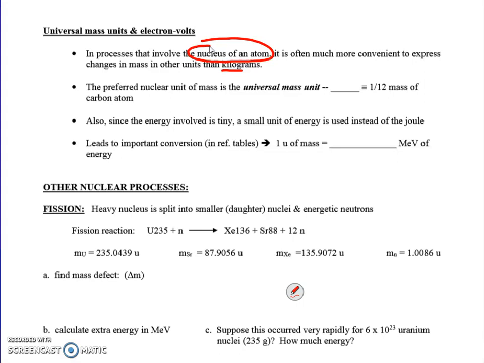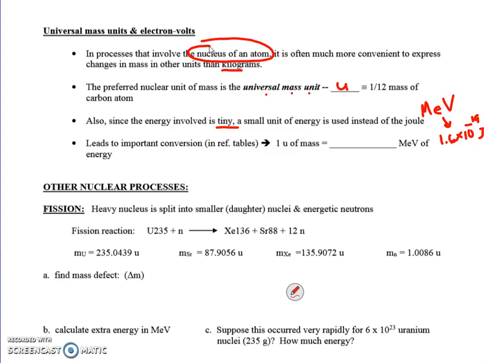So the preferred nuclear unit of mass is the universal mass unit, which is given a U. And by definition, it's 1/12 the mass of a carbon atom. But that's not anything we have to worry about right now. Also, since energy is involved and it's really tiny, we need a small unit of energy, and we're going to introduce what's called the MeV. The capital M stands for mega, millions of electron volts. An electron volt is a really small number. It's like 1.6 times 10 to the negative 19th joules. So it's a really tiny amount of energy, but we don't need to know about that.